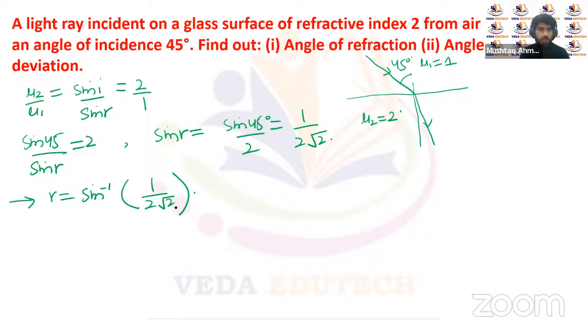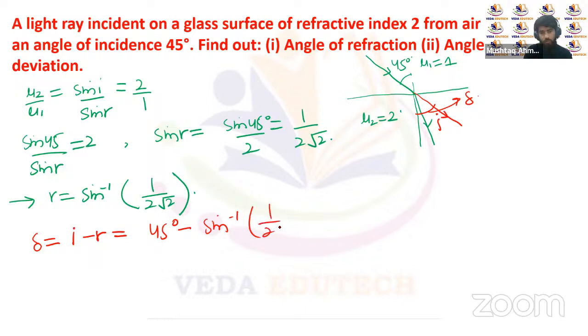Now talking about the angle of deviation. This was the original path of the ray of light, and this complete angle here will be the angle of incidence. So this much angle here will be the deviation from the original path. The angle of deviation will be I minus R. So I is 45 degree, and R is sine inverse of 1 upon 2 root 2. So this will be the deviation in the incident ray of light.